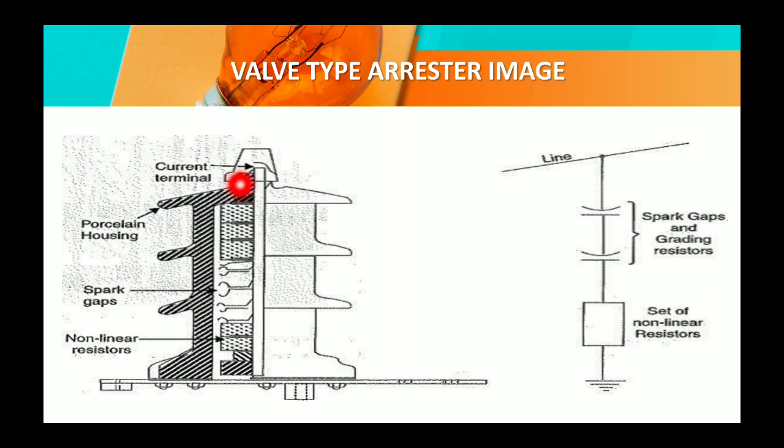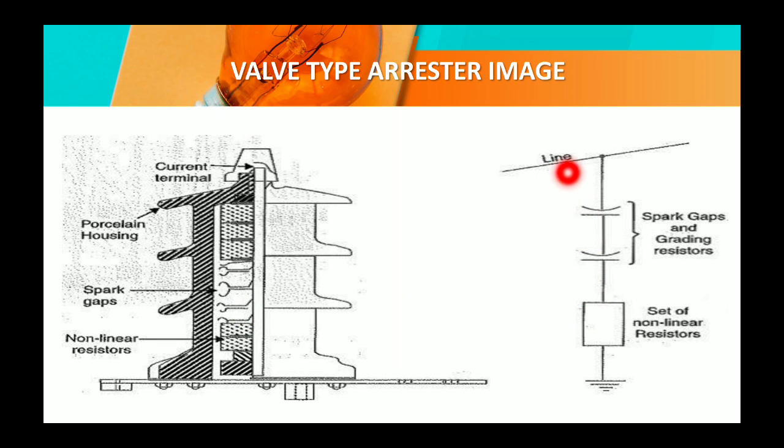That is the line terminal. That is the spark gap. These are the spark gaps, and these are the identical gaps. And there is a non-linear resistor here made of an inorganic compound like thyrite. So that is the actual constructional view of the valve type arrestor, and that is the equivalent circuit.